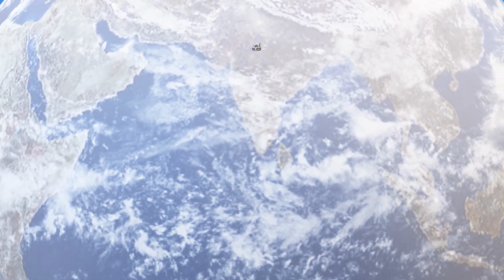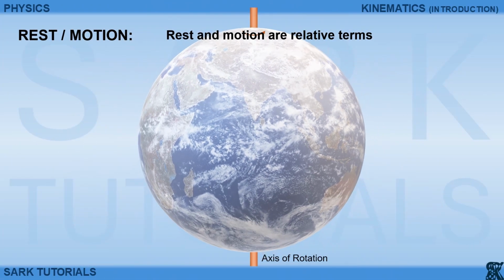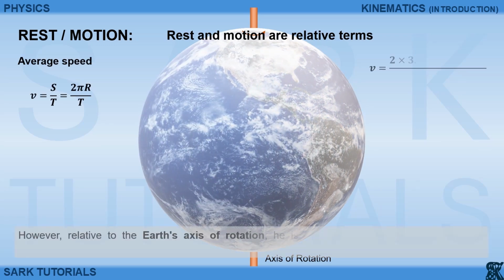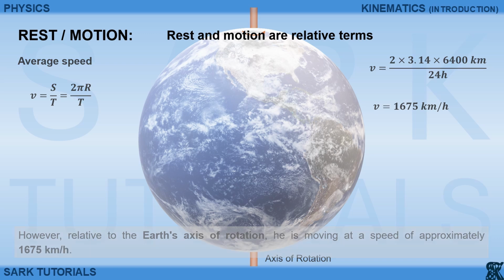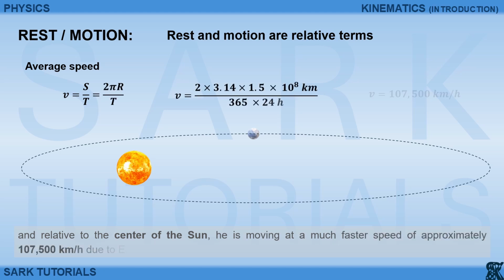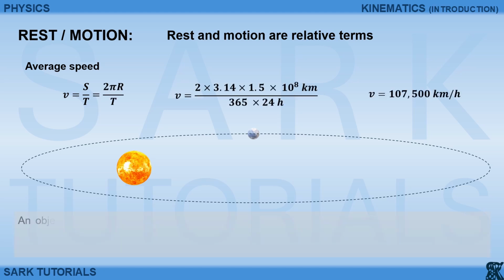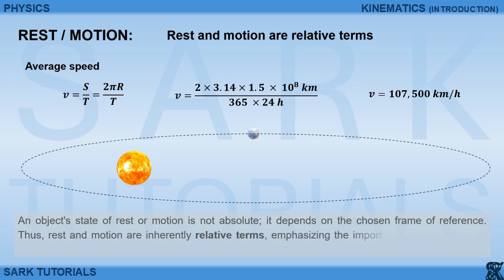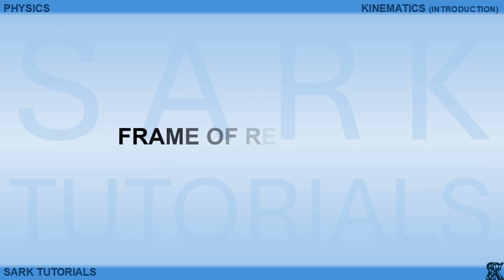However, relative to the Earth's axis of rotation, he is moving at a speed of approximately 1,675 kilometers per hour. And relative to the center of the sun, he is moving at a much faster speed of approximately 107,500 kilometers per hour. An object's state of rest or motion is not absolute. It depends on the chosen frame of reference. Thus, rest and motion are inherently relative terms, emphasizing the importance of specifying the observer's point of view in any analysis. Frame of reference.